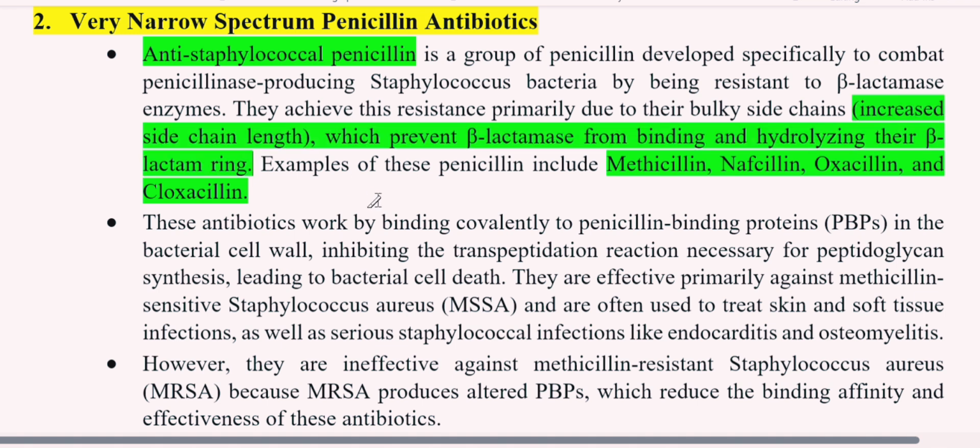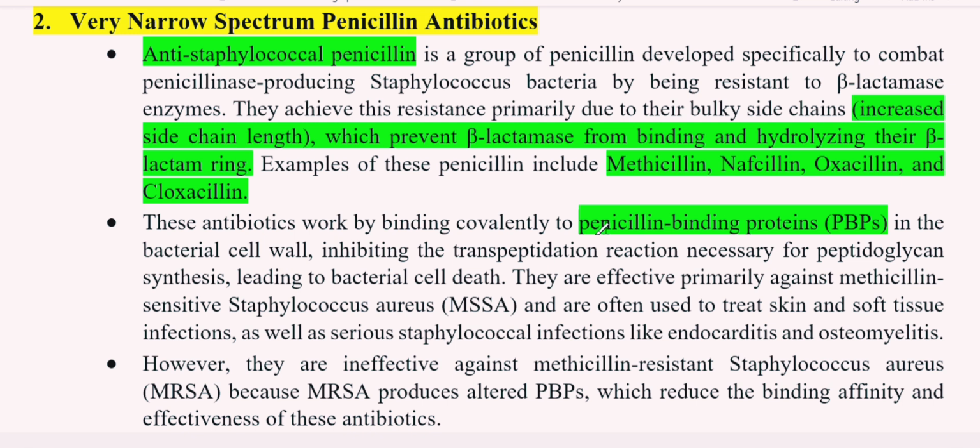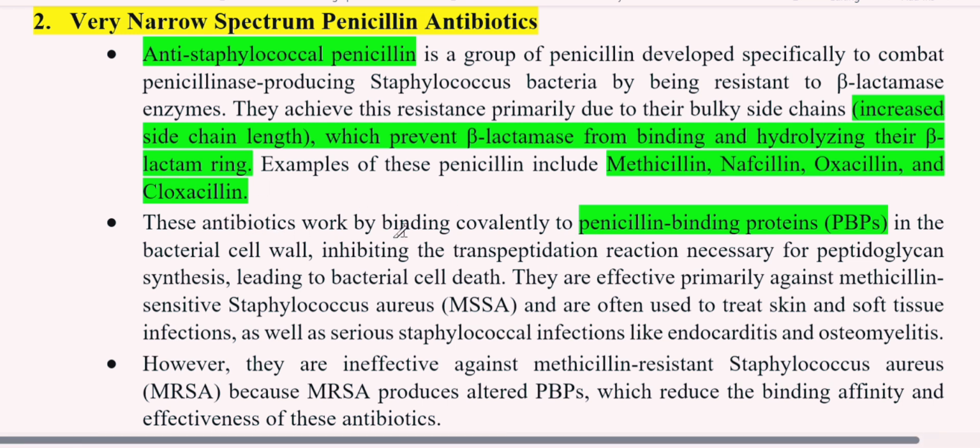So here is its explanation. These antibiotics work by covalently binding to the penicillin binding proteins. As I have told you, penicillin binding proteins are the sites where penicillin antibiotics bind and produce their action. These antibiotics work by binding covalently to the penicillin binding proteins in the bacterial cell wall, inhibiting the transpeptidation reaction necessary for peptidoglycan synthesis, leading to bacterial cell death. This is the mechanism of the penicillin antibiotics.